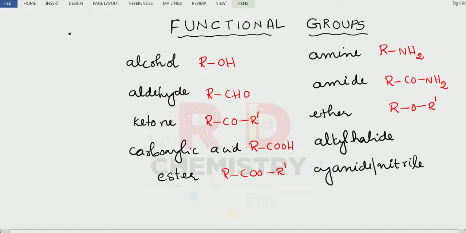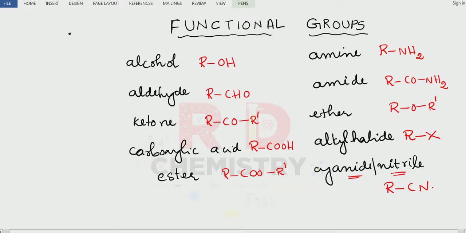R dash. Alkyl halide: alkyl R, halide halogen X. In general we write it like this. Cyanides and nitriles: cyanide is the common name, nitrile is the IUPAC name. Therefore RCN. Correct? So these are the few functional groups we have in organic chemistry.